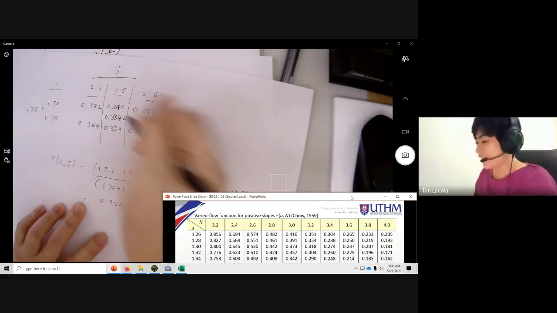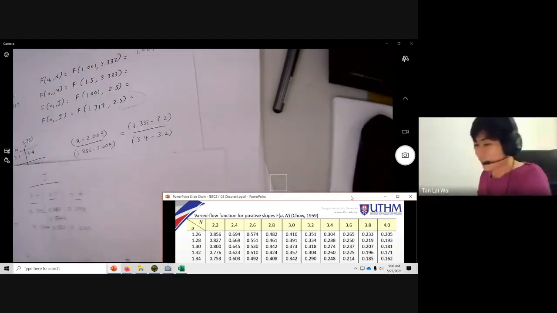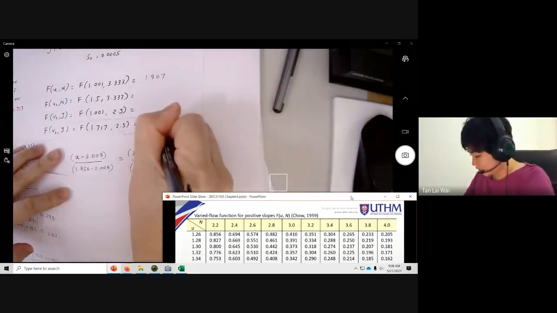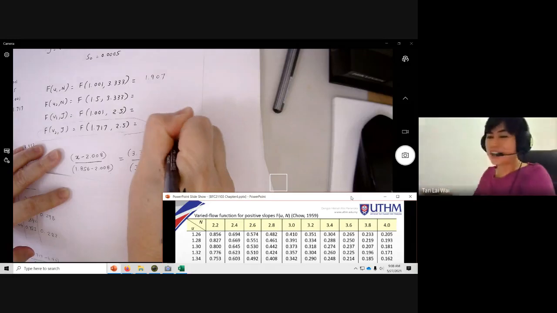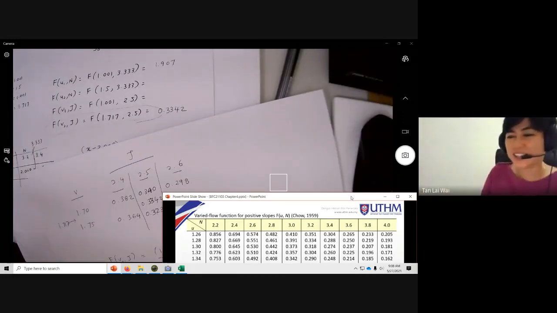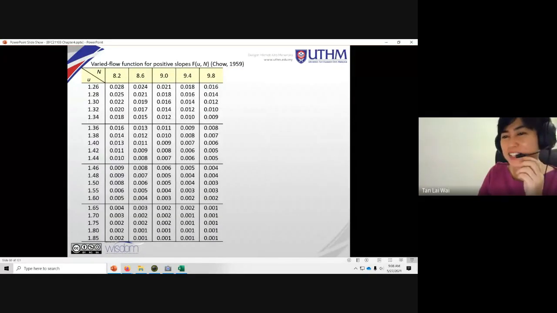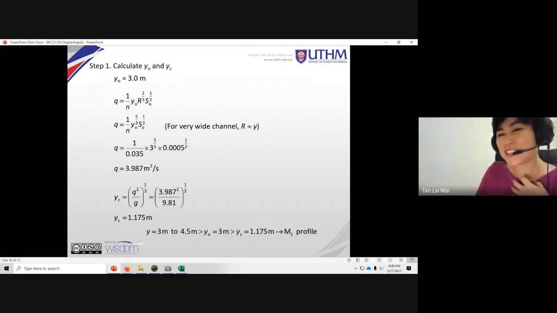Okay, so now you have already solved for this. That means this is 0.3342. Let's go back to our slide and see. All right. I hope by now you should know how to get this. It's very simple. It's just tough if you cannot understand it.